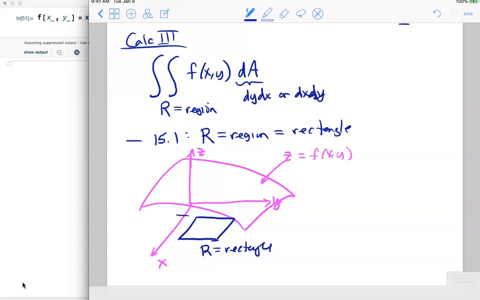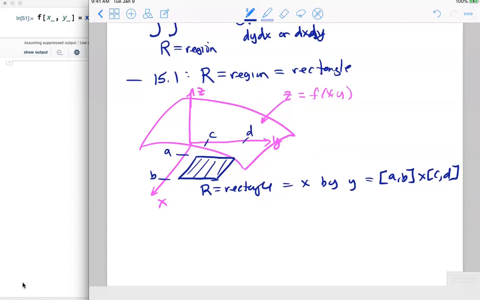And that rectangle may go from x going from A to B. And then on the y-axis, we might be going from a value of y going from C to D. So here is our rectangle, and it can be described as x by y, and we would say it would be the interval A to B by the interval C to D.